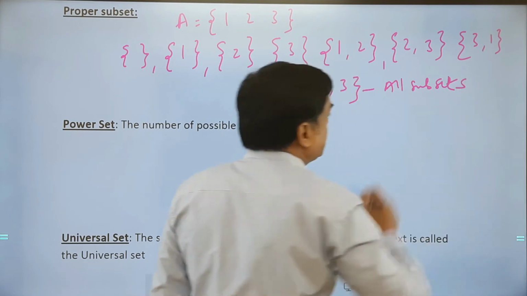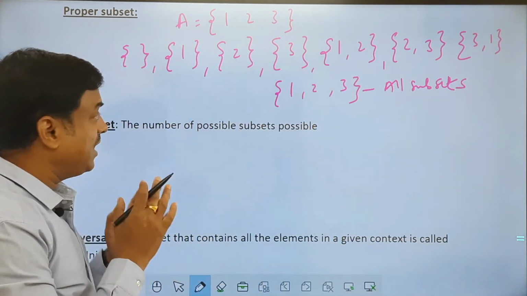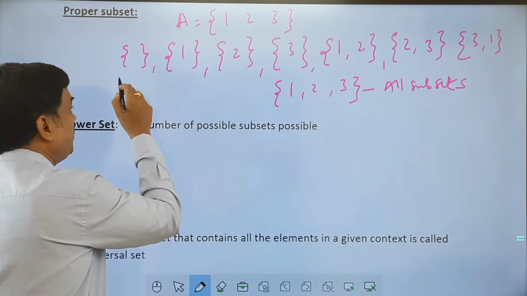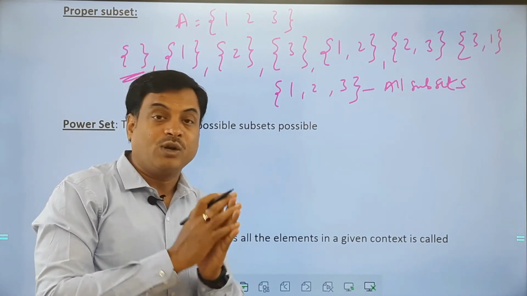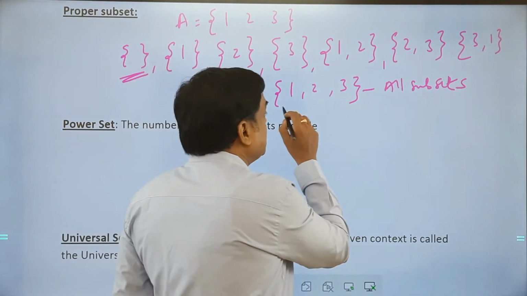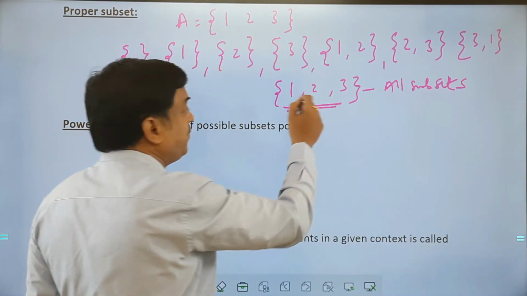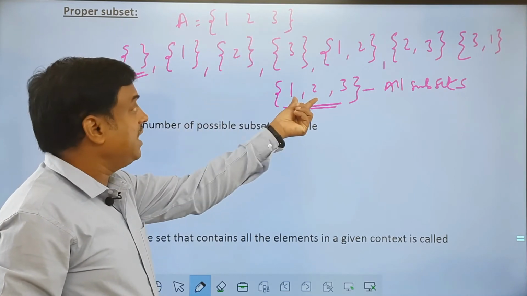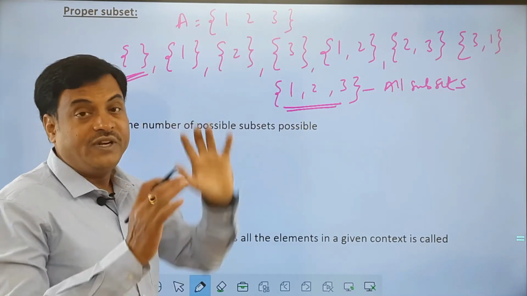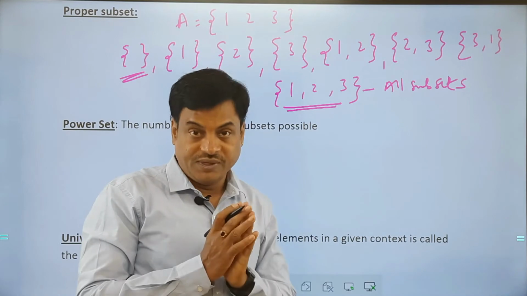These are all subsets. If you observe, in the set of subsets, we have the empty set, which is a subset of all sets. The empty set is a subset of every set. And the same set of elements is also a subset of A. So this is A. A is a subset of A. Every set is a subset of itself.